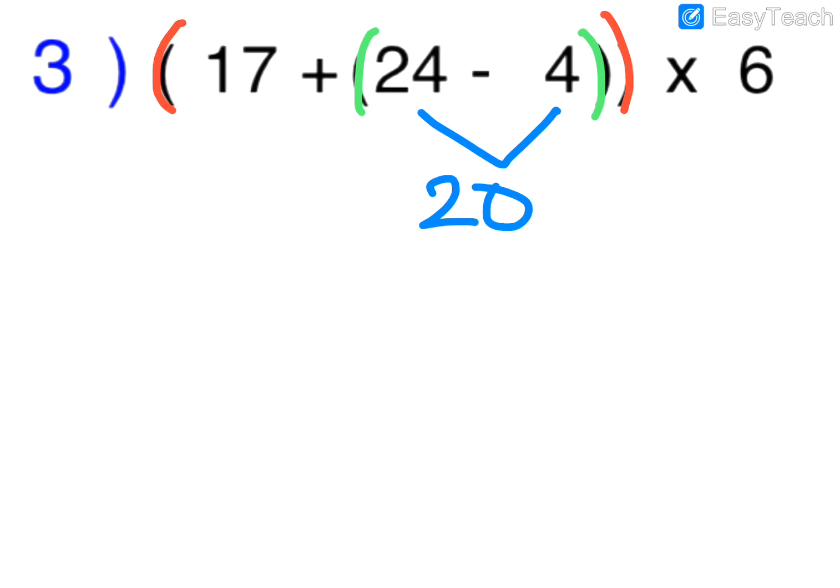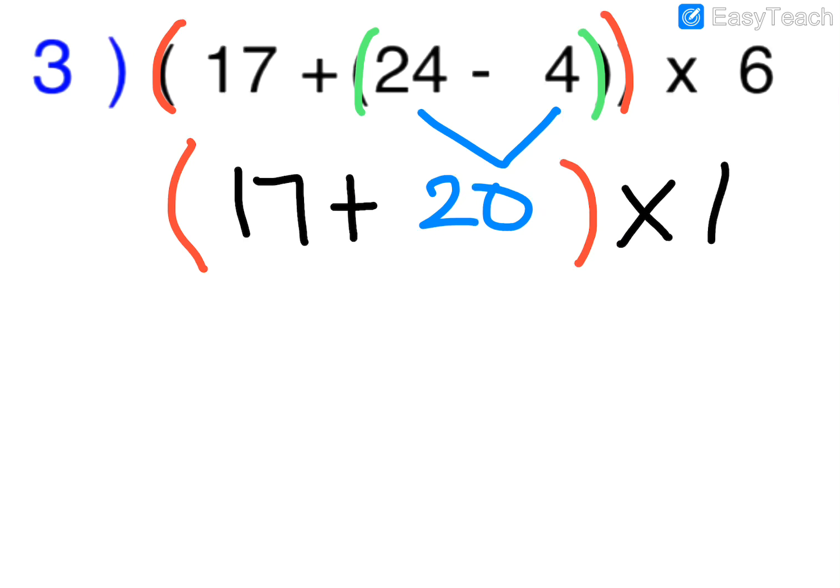After you do that, of course, you want to bring down the rest of the grouping symbols. And so since we're done with the green ones, you don't need to do that. You're going to bring down the red, bring down the 17, and the plus sign, and don't forget about your times 6. And so now we have parentheses and multiplication.